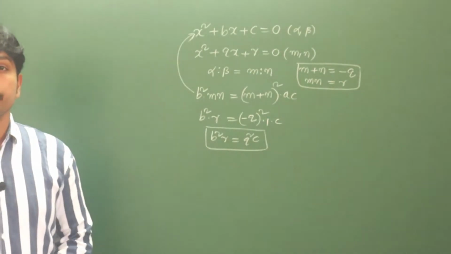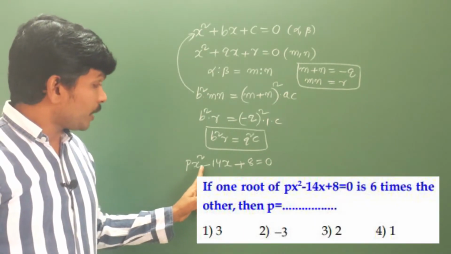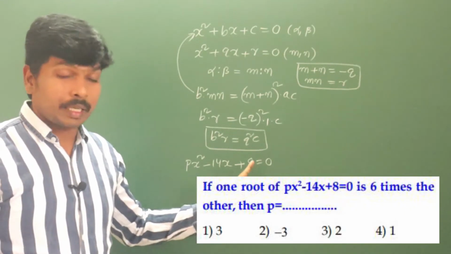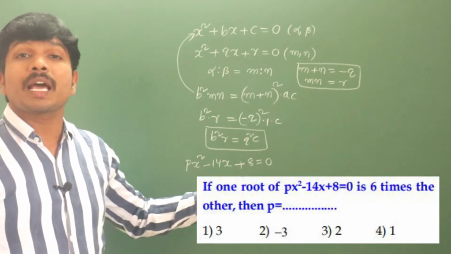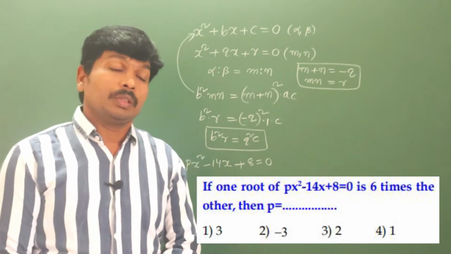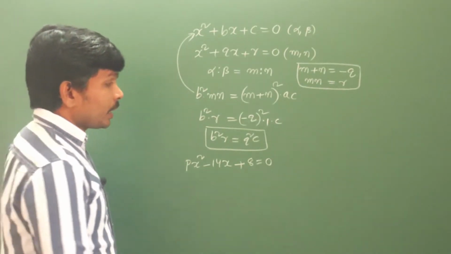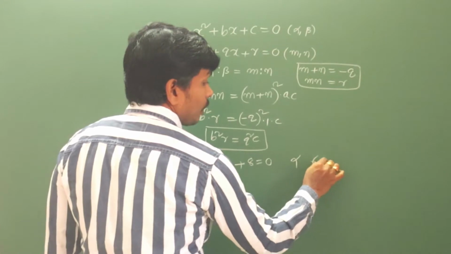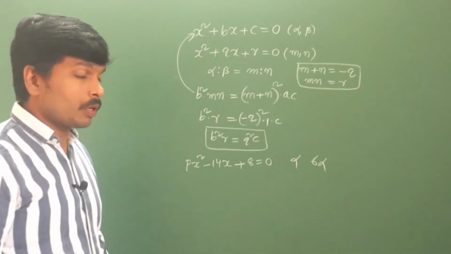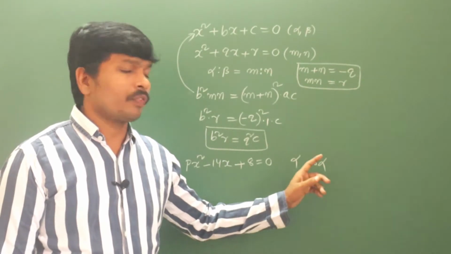Observe the problem. What is given? It is the quadratic equation px square minus 14x plus 8 equal to 0. One root of this equation is 6 times the other root. Then find the value of p. How to do it? Suppose you take one root as alpha, then the other root is definitely 6 alpha.